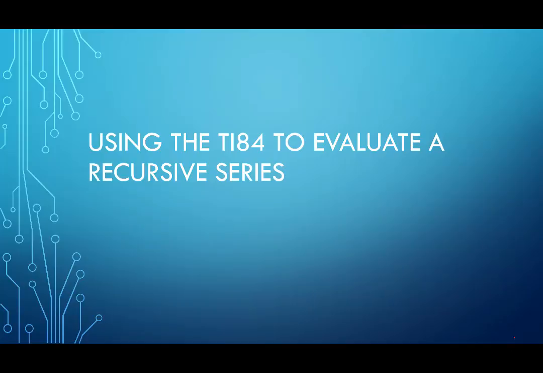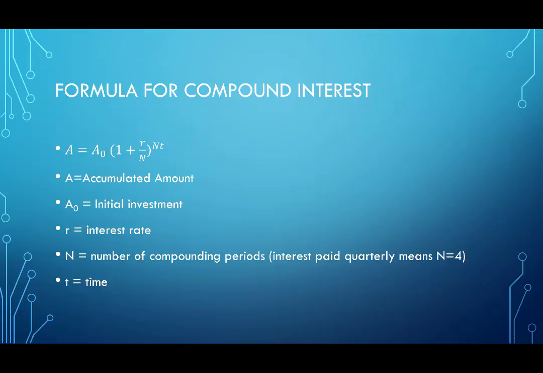Using the TI84 to evaluate a recursive series. The formula for compound interest, which we studied earlier in the class, has us finding out the accumulated amount based on an initial investment, the interest rate, R, and the number of compounding periods per year.